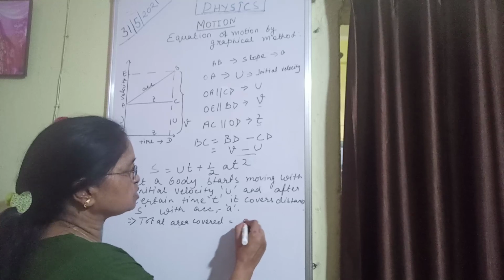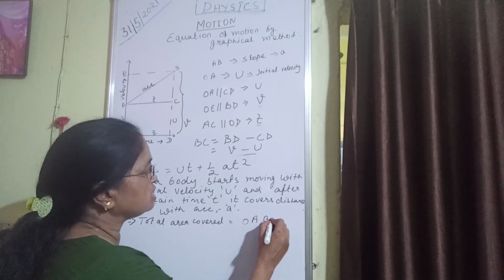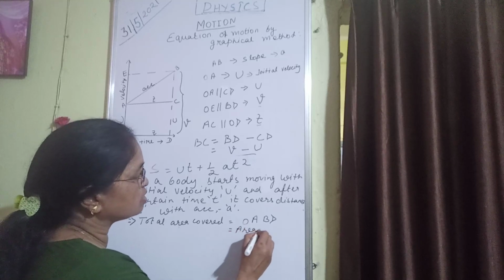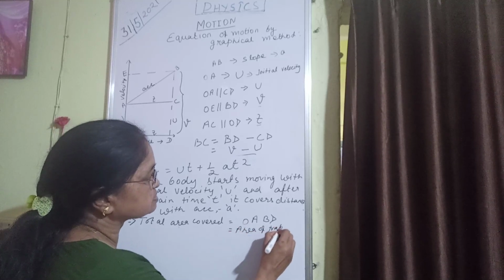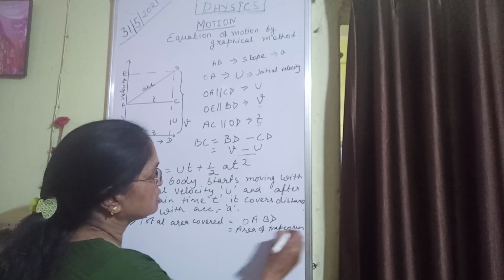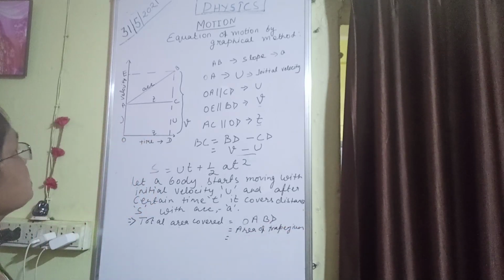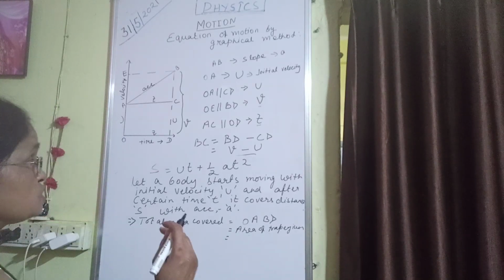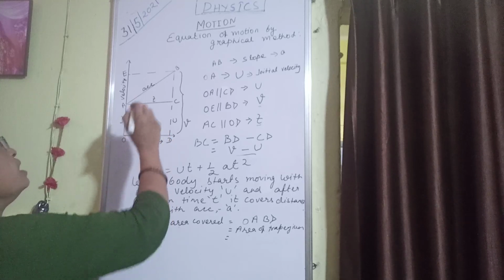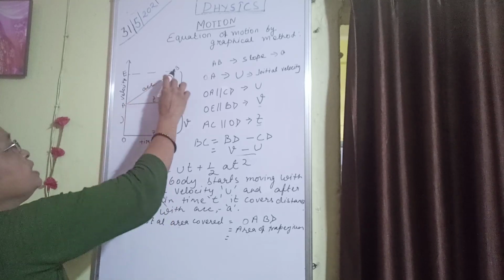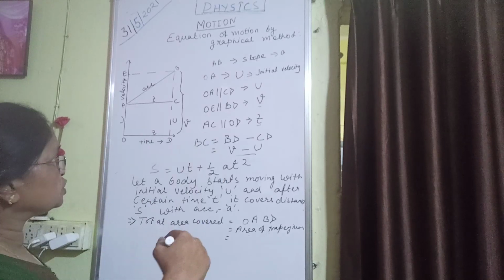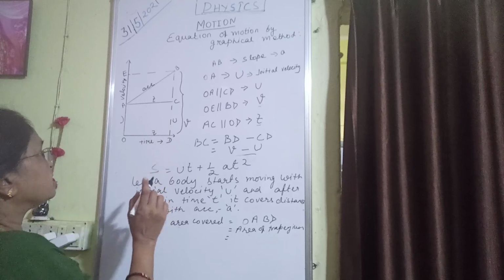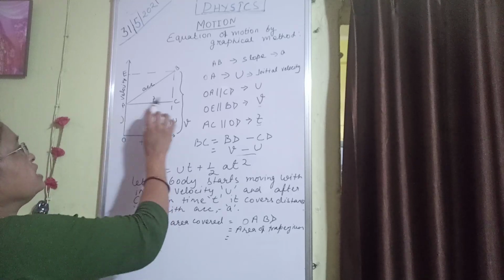OABD. So students, OABD, that means the area of a trapezium. Now, you know the area of a trapezium. In this case, you see this trapezium OABD is divided into two parts: the area of triangle ABC and the area of rectangle OACD.